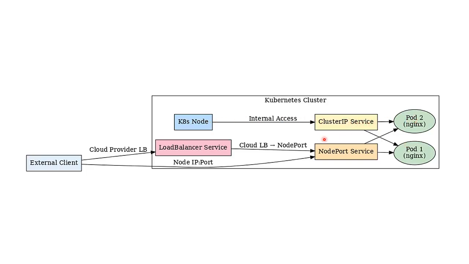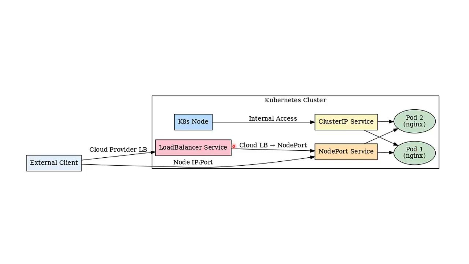Next, we have a NodePort service. It exposes your service on a static port on each node IP. Typically, it takes port numbers from 30,000 to 32,767. In the diagram, you can see the external client hits the node IP and the node port, and the traffic gets forwarded to the respective pods.